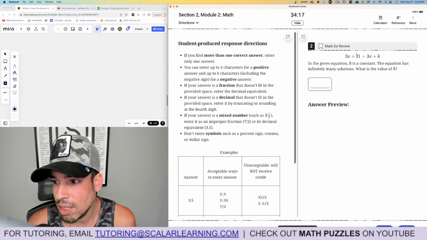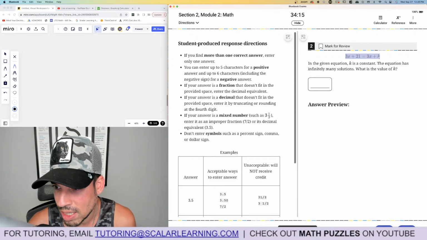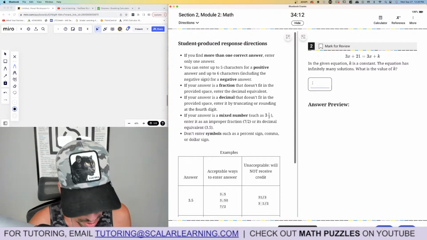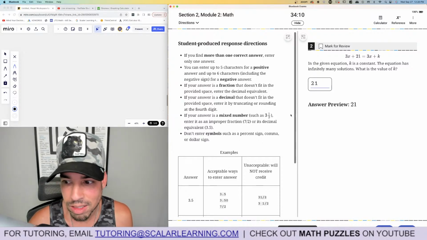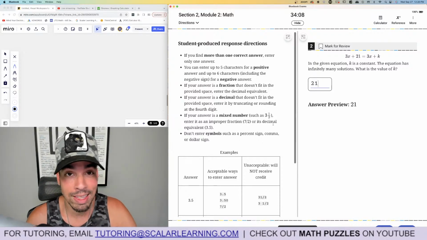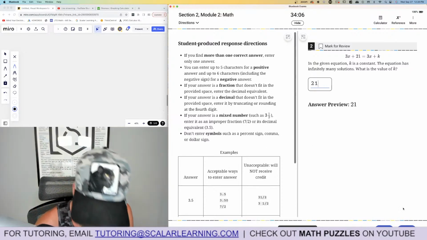All right, if it's got infinitely many solutions, that means they have to be the exact same on both sides, meaning K must be 21. It must match that constant. If it said no solution, it could be anything but 21. It could be 20, 19, 18, etc.